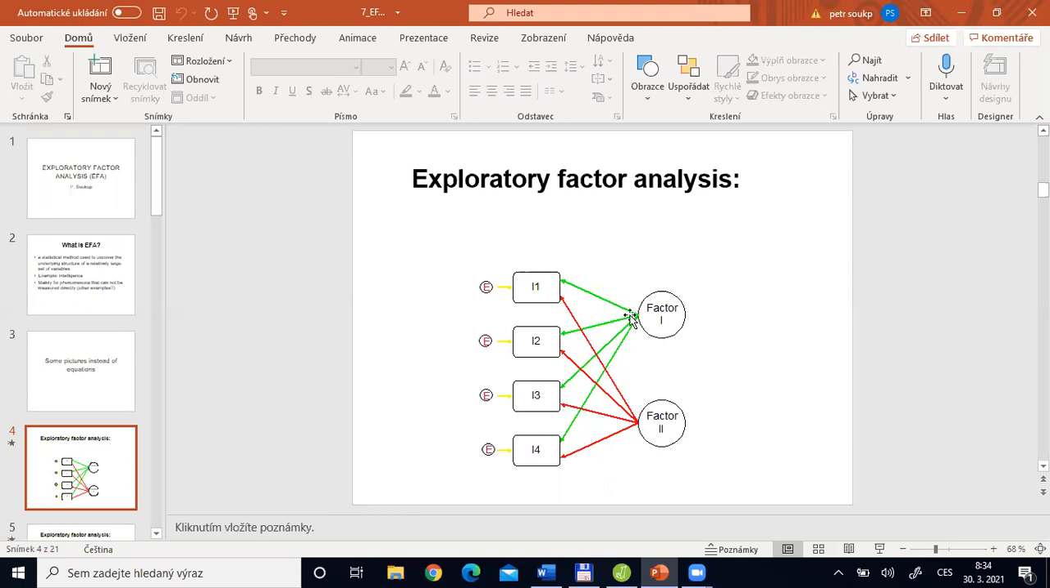If I take these relationships, and this arrow is starting here and finishing here, maybe you can help me to say what is the dependent and independent variable in this case. Are I1 up to I4 independent or dependent? Are factor 1 and factor 2 independent or dependent? Please help me.